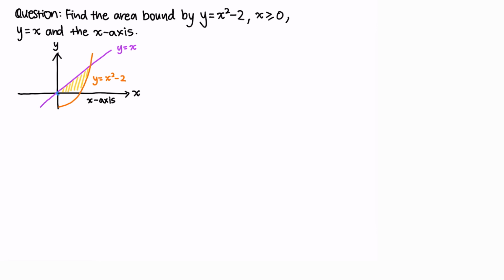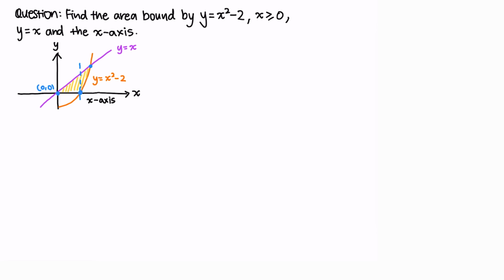First off, let me just note that this point is 0, 0. And if you look at this area, we actually need to split this into two parts. One part has the upper function y equals x and the bottom function y equals 0. For the second part of the area, we see that the upper function is still y equals x, but now the bottom function is y equals x squared minus 2.